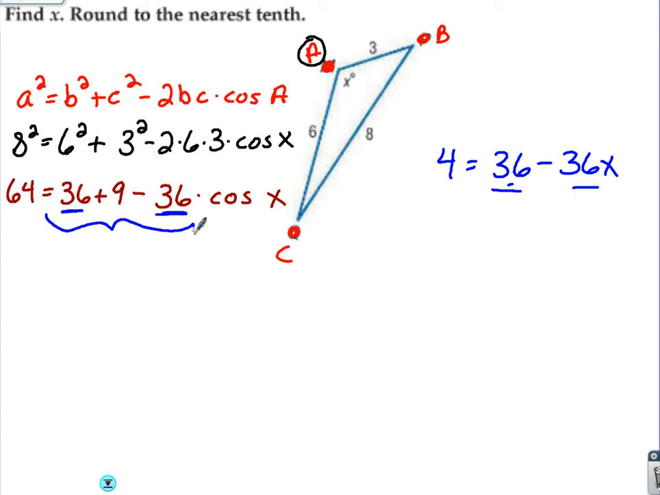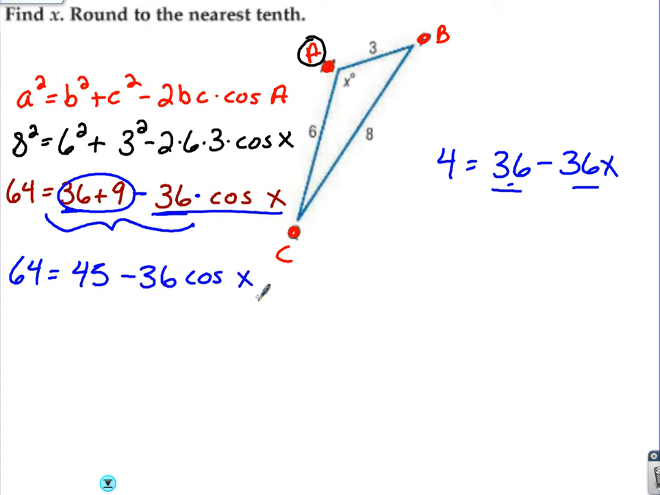First off, are 36 and 9 like terms? Yes. You can add those together. But can I do minus 36 stuff? You see that this 36 has your unknown attached to it. You can combine these two, but whatever you do, do not combine it with this yet. So you have 64 equals 45 minus 36 times cosine of x.